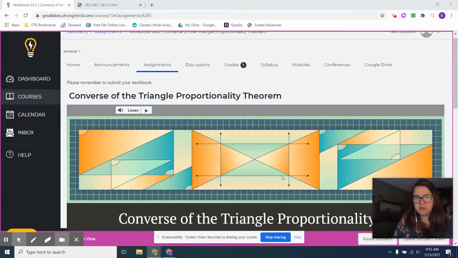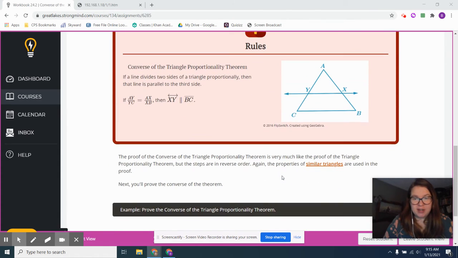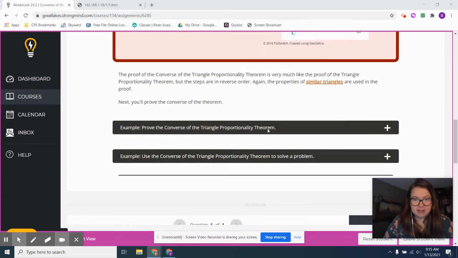Okay, this is workbook 24.2, which is the converse of the proportionality theorem. Basically, the converse says, because before we had, if these lines are parallel within two triangles, then it makes lots of proportions. And this is saying instead, if there are lots of proportions, if it's proportional, then they're parallel. That's the main idea here.